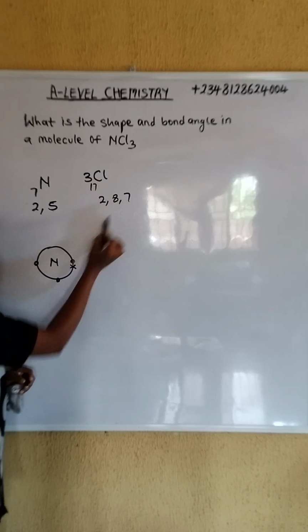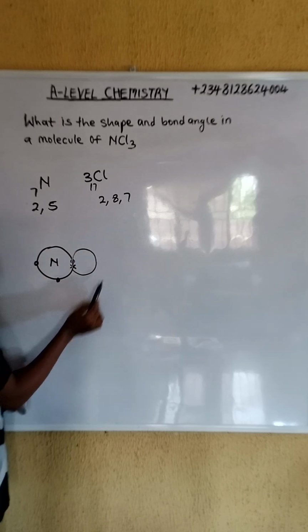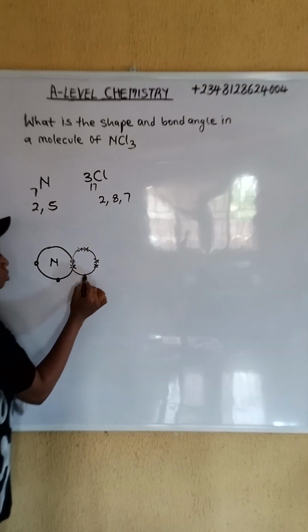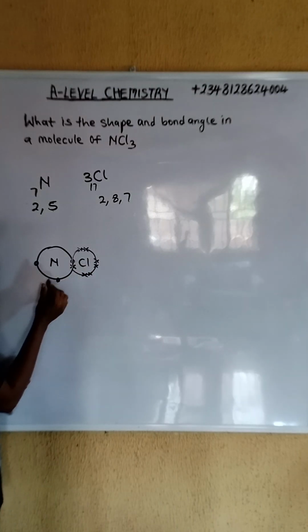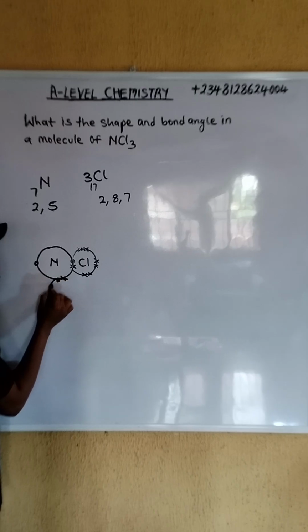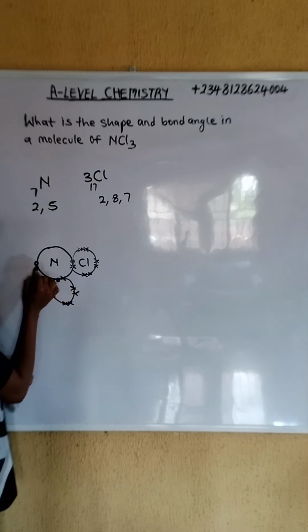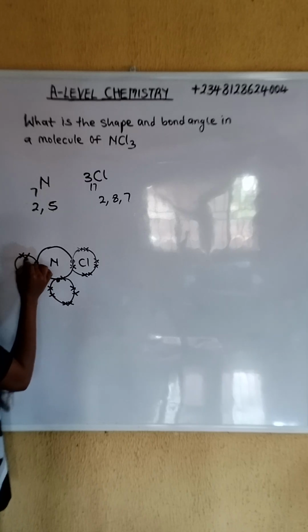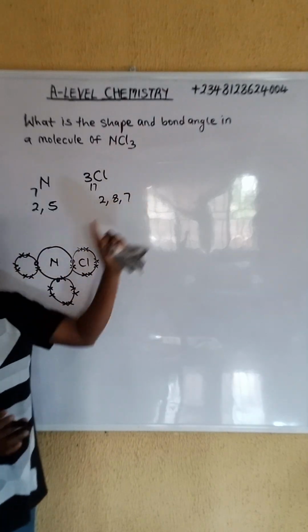Out of these 7 electrons, we have dropped 1, so they will share electron with each other. So it remains 6 electrons for the first chlorine. The second chlorine will do the same thing. The second chlorine will also share electron with nitrogen, so we drop the remaining 6 electrons. Likewise the third chlorine, so we drop the remaining 6 electrons. So this is the structure of nitrogen trichloride.